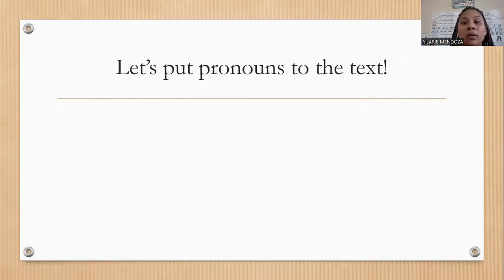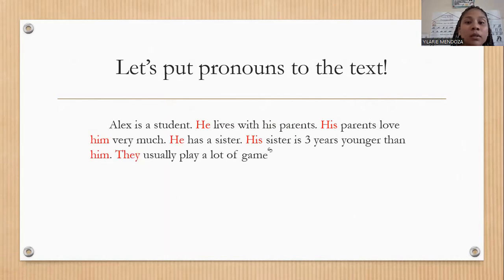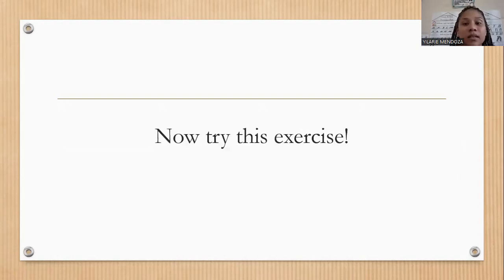Let's put pronouns to the test. I use pronouns in place of the proper noun, in this case Alice. Alice is a student. She lives with her parents. Her parents love her very much. She has a sister. Her sister is 3 years younger than her. They usually play a lot of games together. They love each other. Ah, that's better. Now, try this exercise.